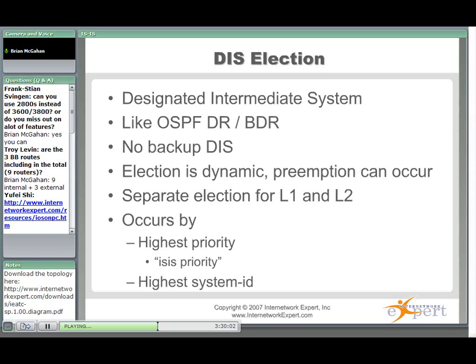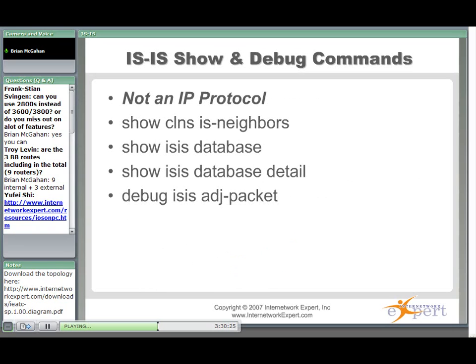Okay, so the election process is similar to OSPF. We're going to be using a router ID and a priority in order to determine how the election process works. With IS-IS, we're using the system ID instead of the router ID, so that's based off of the NET address. And the priority, we can configure at the interface level, and a higher priority is going to be better for IS-IS.